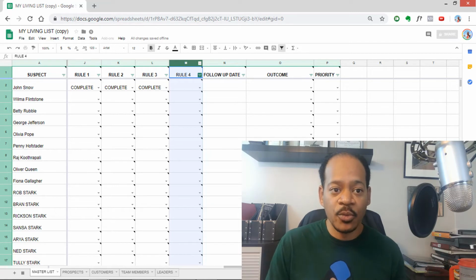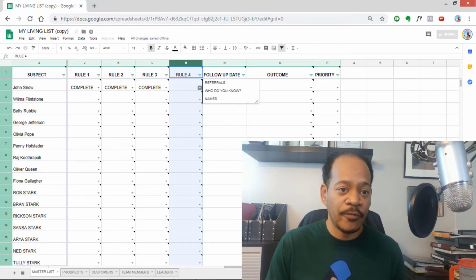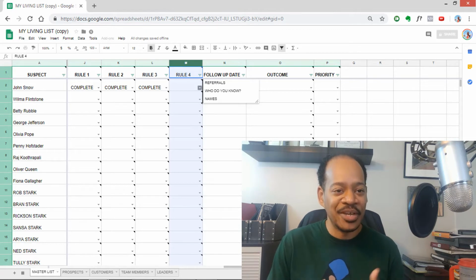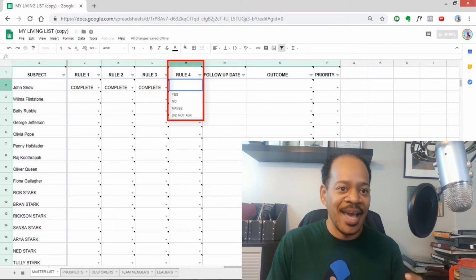And now let's look at the fourth rule, directly asking for referrals by asking, who do you know? Referrals is a really major category of growing our list. So if you're unsure on how to get endless referrals, you definitely want to check out my Ultimate Prospecting and Recruiting Guide because in it, I cover a really simple and effective strategy to grow your list by asking who do you know in a way that makes getting referrals guaranteed.